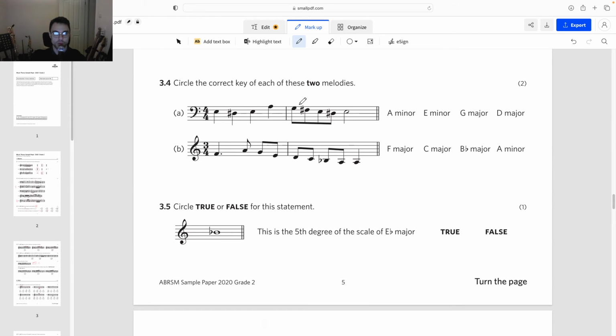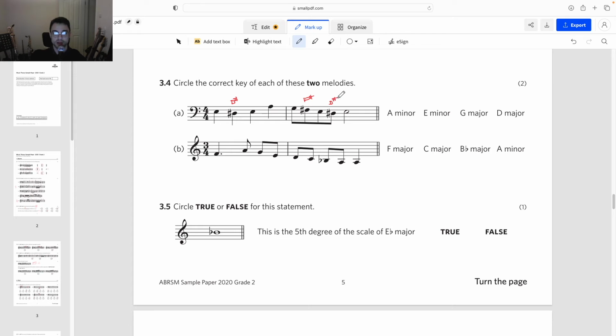Okay, 3.4. Circle the correct key for each of these 2 melodies. What have we got? A minor, E minor, G major, D major. All right, so what accidentals do we have in this melody? We're in bass clef. We've got a D sharp, right? So a D sharp, an F sharp, and then a D sharp.